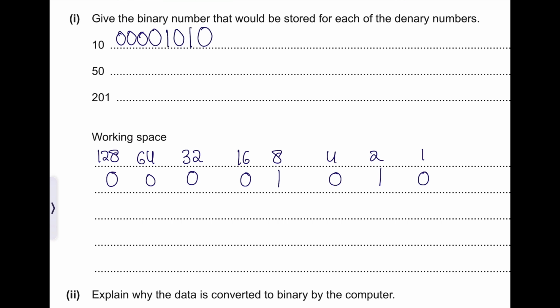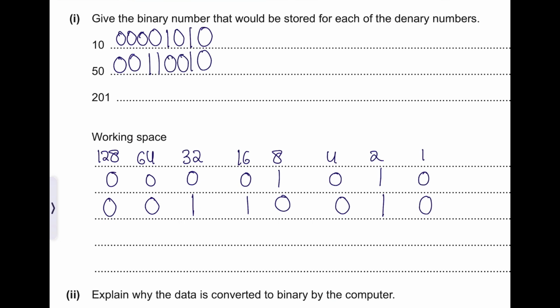Alright, now moving on to 50. The lowest number I see that is below 50 is 32. And when I do 50 minus 32, it gives me 18. For 18, the lowest number below 18 is 16 here. So when I do 18 minus 16, it gives me 2. And I already have 2 here. 2 minus 2 is 0. The rest are all going to be zeros. You can check again, because 32 plus 16 is 48, and 48 plus 2 is 50. So 0, 0, 1, 1, 0, 0, 1, 0.